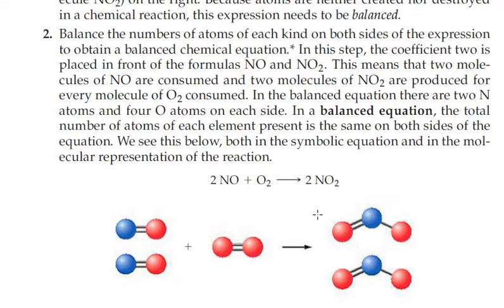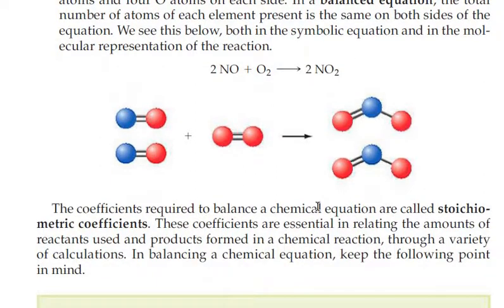So that's completely balanced. The coefficients required to balance the chemical equation are called stoichiometric coefficients. So basically these 2, 1, and 2 are the stoichiometric coefficients of these chemicals. These coefficients are essential in relating to the atoms, the amount of reactants used and products formed in the chemical reaction. Through the variety of calculations in balancing chemical equations, keep the following point in mind.